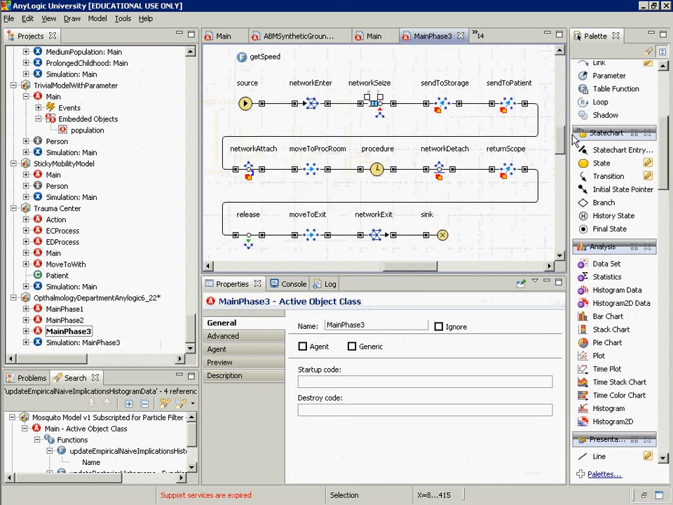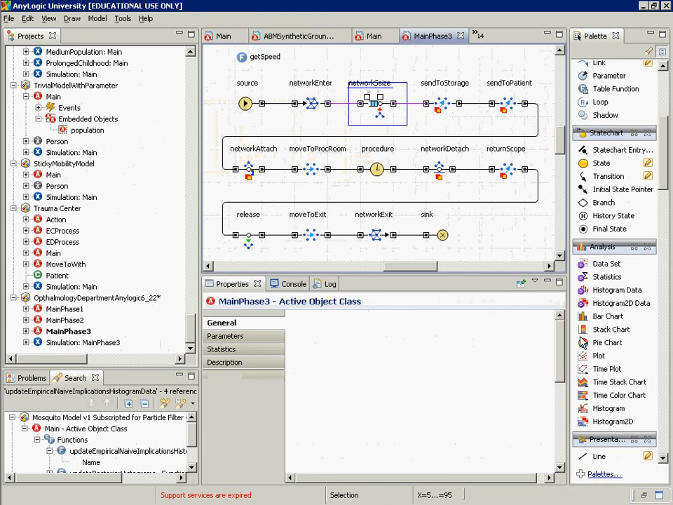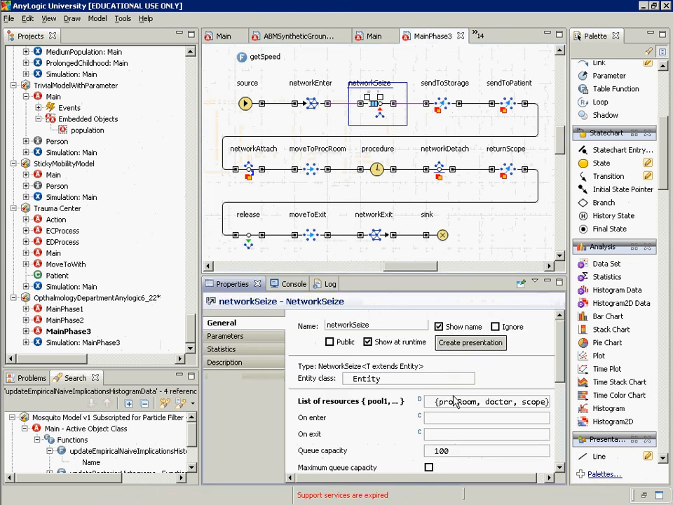Now, those operators may require a resource. For example, this network seizure. This is something which seizes a resource in the network. In fact, it seizes several. It seizes a procedure room, a doctor, and a scope. Those resources are then reserved for that entity. When we say seize, it has this transgressive sound to it, but really what it means is we reserve them. It's an old term, but we allocate those, or we assign those to this entity. Okay. So this entity is therefore assigned a procedure room, a doctor, and a scope.